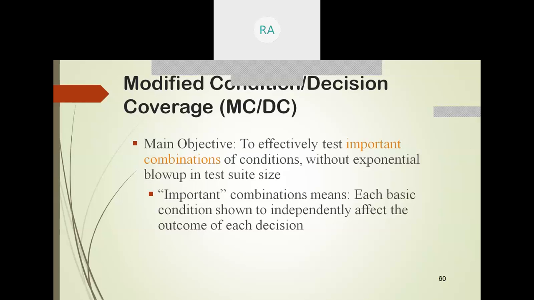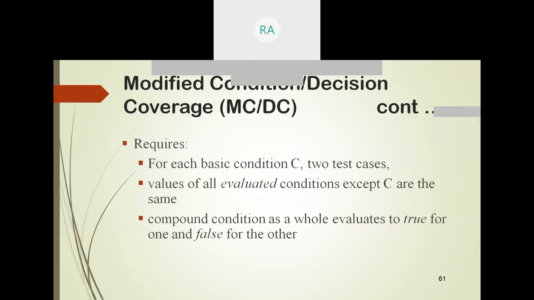Okay. Important combinations refer to basic conditions that will affect the outcome of a decision independently. You have a condition, and that condition will vary the result independently, irrespective of the presence of other conditions. Such a condition I term as an important condition or basic condition. Okay, and I have already explained about this.